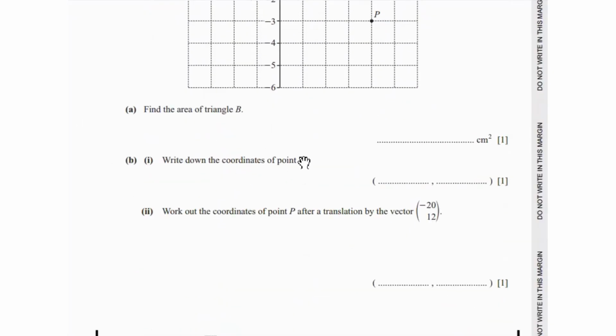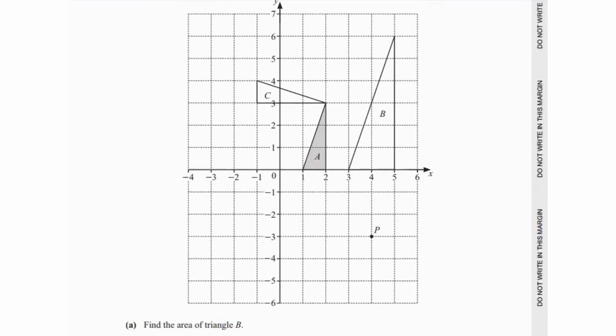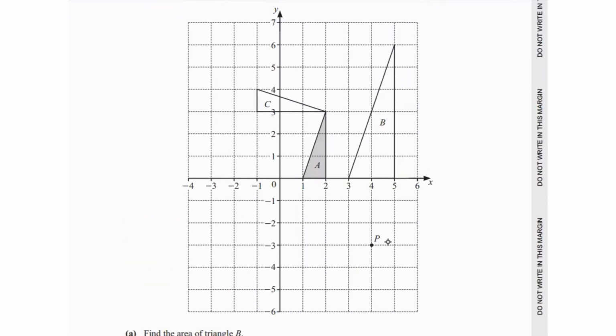Then write down the coordinates of point P. Point P is 4, negative 3. Coordinates are ordered pairs where we write the x value first and the y value second. So this is x equals 4 and y equals negative 3.